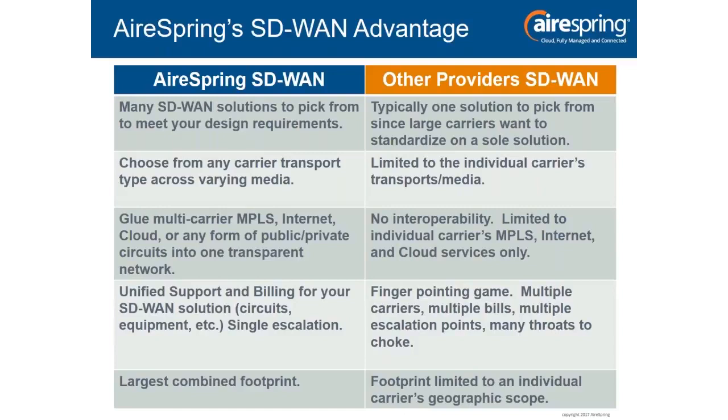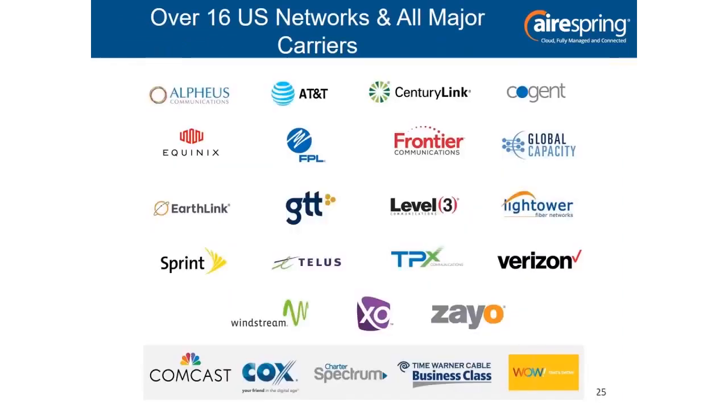So unless you believe that you can get all your needs met both now and in the future by one carrier with a limited set of solutions in geography, then your best bet is to leverage AireSpring so you can use any carrier with any circuit type with many SD-WAN solutions to choose from, and yet get one unified network, one support team, and one bill from it all. Don't pigeonhole yourself. We have over 16 carriers in our portfolio today.